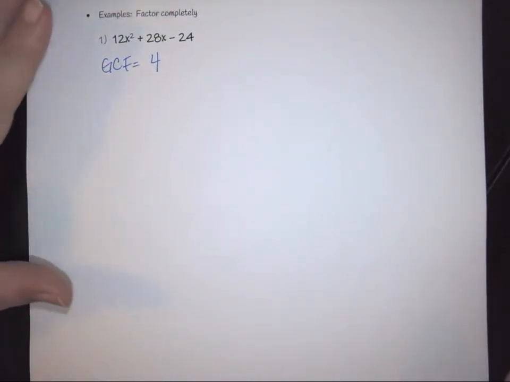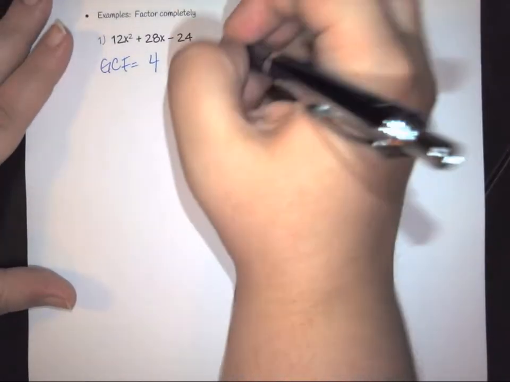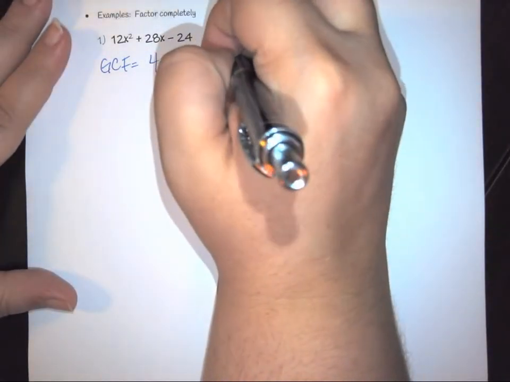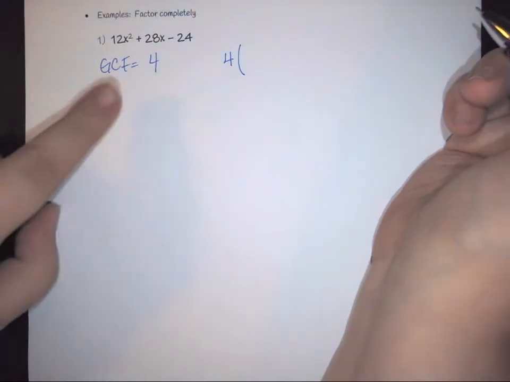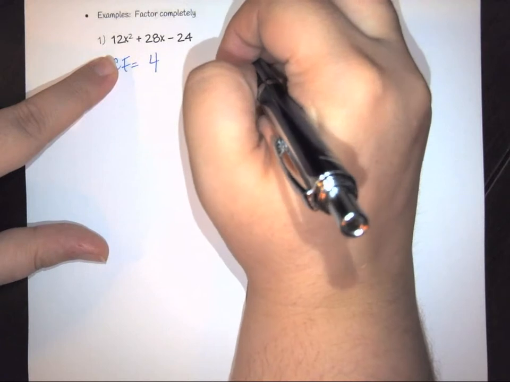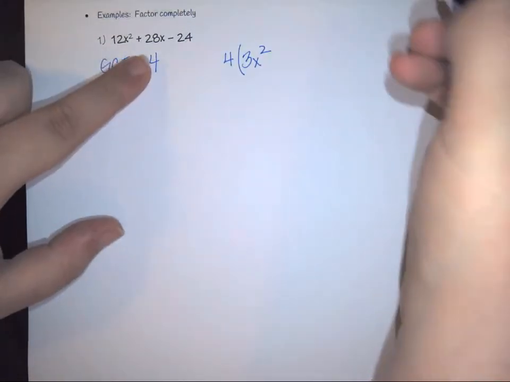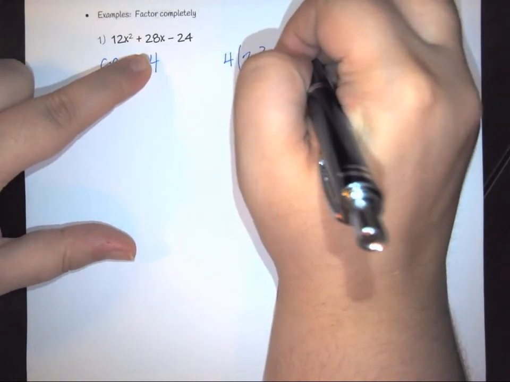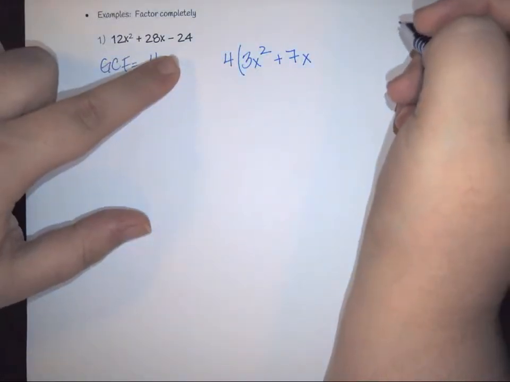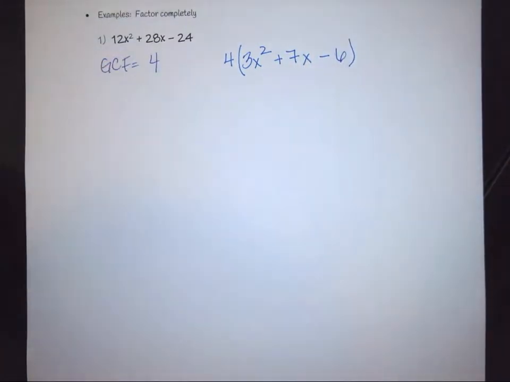Since I've identified what it is, I actually need to pull it out. So I'm going to pull that 4 out, and I need to look at what's left. When I pull 4 out of 12, that leaves me with 3x squared. Pulling a 4 out of 28 leaves me with plus 7x. And then pulling 4 out of 24 leaves me with a negative 6. Okay.